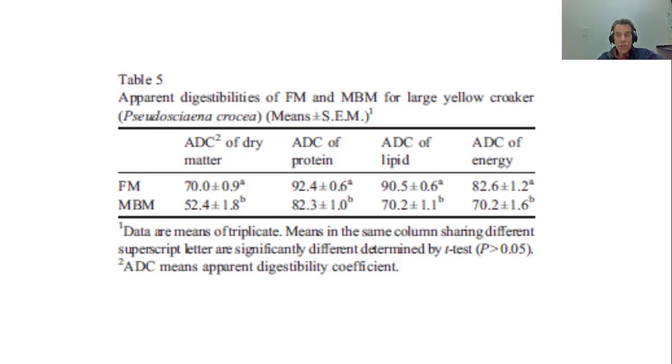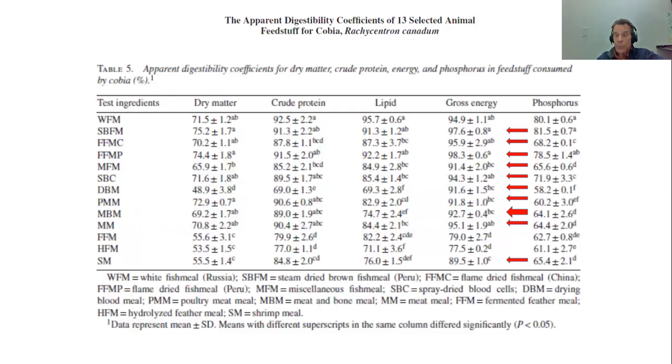So how can we actually fully trust these values to formulate on a digestible energy basis or on a digestible protein basis, for that matter? Another example where they measured the digestibility of 13 animal feedstuffs in cobia, and you can see the energy digestibility in this case is always higher than the digestibility of protein and lipids, or the weighted average of protein and lipids.